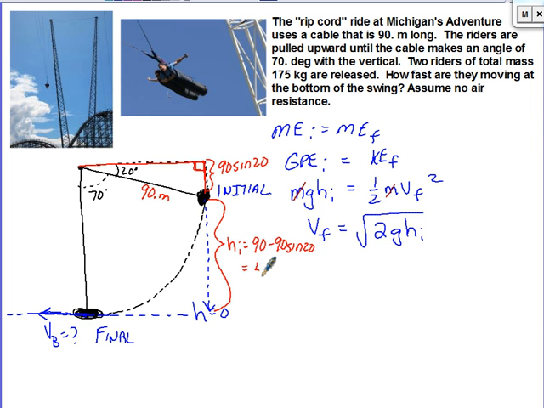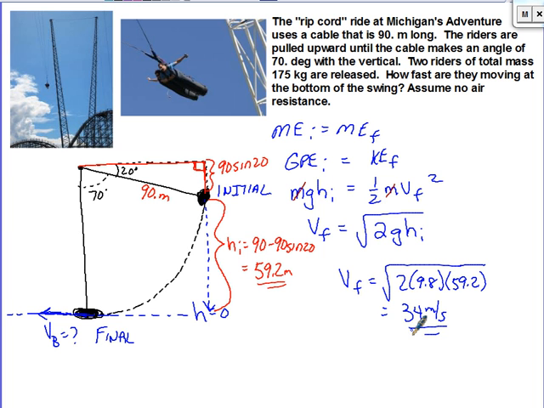And what I see here is that that is about 59.2 meters. So that is the height of their drop. If I want to determine now their speed at the bottom, V final would just be equal to the square root of 2 times 9.8 times 59.2. And that is about 34 meters per second, which is about 76 miles per hour.